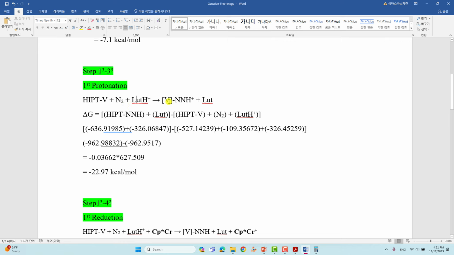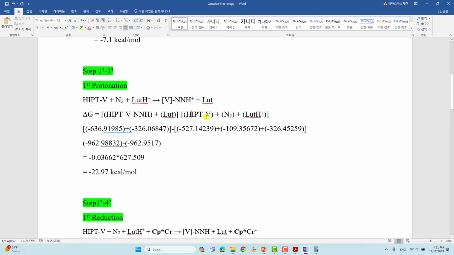So finally what you get in the reaction: N2 will bind here, then the proton will go to one of the nitrogens. It will form the VNNH plus free lutetium without proton. This is the second step. I also calculated the delta G for this step. Here you can see HIPT V NNH. This is the product actually. This is also a product. So what is coming on the right side of the reaction, we have to put on the left side in the calculation. So these two things we have mentioned here.